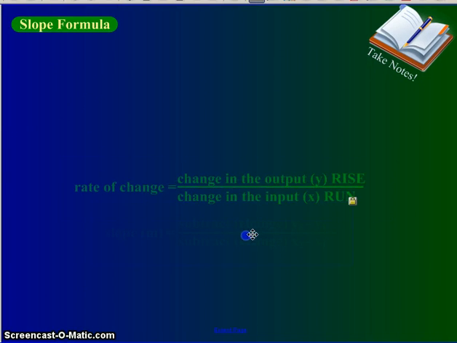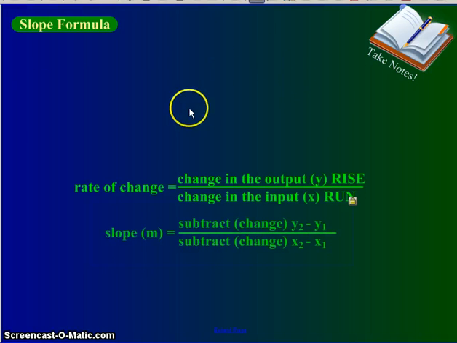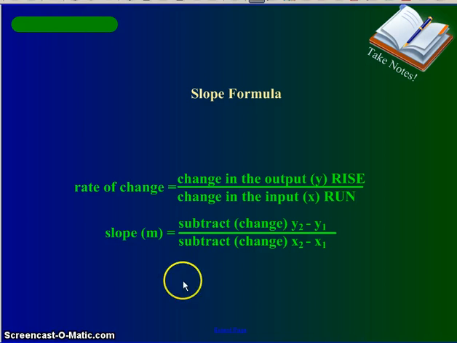Alright, now you definitely need to make a note of the slope formula. The slope formula is y2 minus y1 over x2 minus x1. So y is our rise over our run, which is our x's. Change in y over change in x.